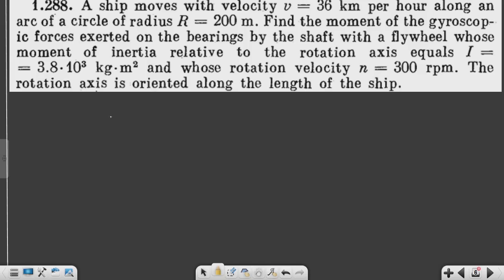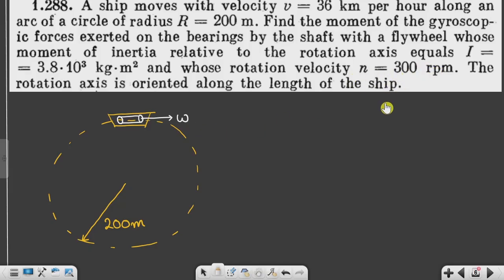Now in this question, there is a ship. And see, I'm seeing it from the top. Okay. And this ship is moving in a circular orbit. The radius of the orbit is 200 meters. Okay. And inside this ship, there is a cylinder that is spinning. The angular velocity of the cylinder is omega. This omega is given as 300 rpm.